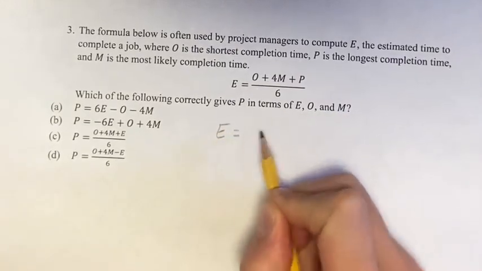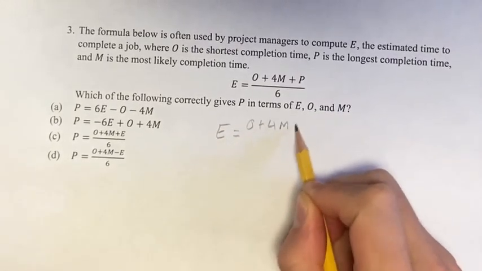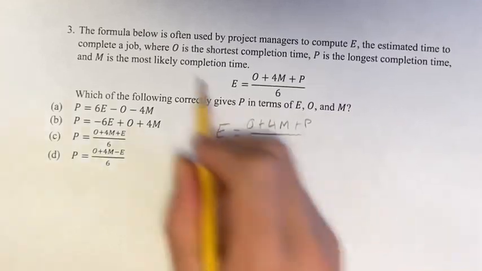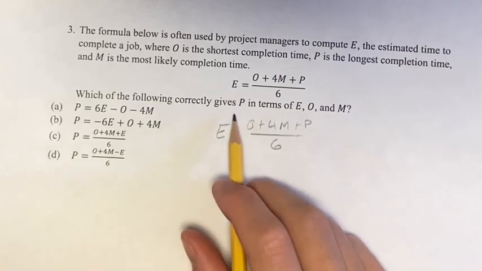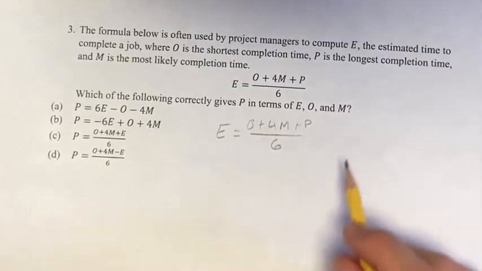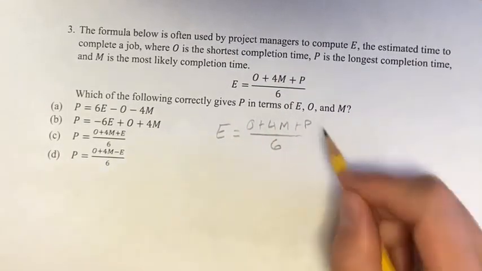So if we just rewrite this equation right here, we don't have to actually worry about the backstory, right? We don't have to worry about what E means. All we have to do is give P in terms of E, O, and M. That means just solve for P. So we want to get P on its own.